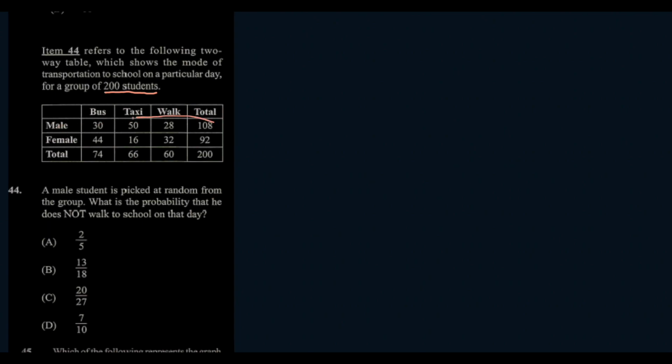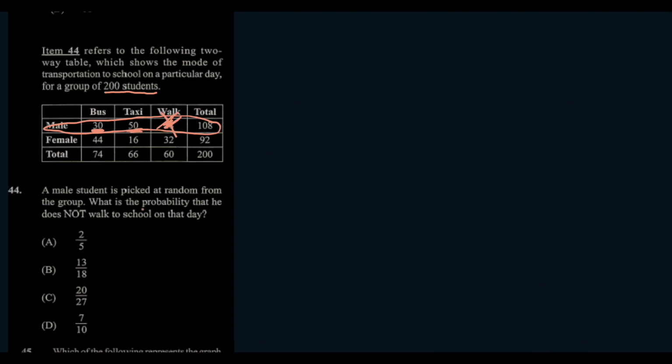Okay, so this is the male student section right here. What is the probability that he does not walk to school on that day? So, not walk to school. When we're talking about not walking to school, we have to look at what? I either took the bus or I took a taxi. Okay, we want to know that they did not walk to school. So the only way to not walk to school is catching a bus or taxi. We don't care about this because that would mean that it was walking.